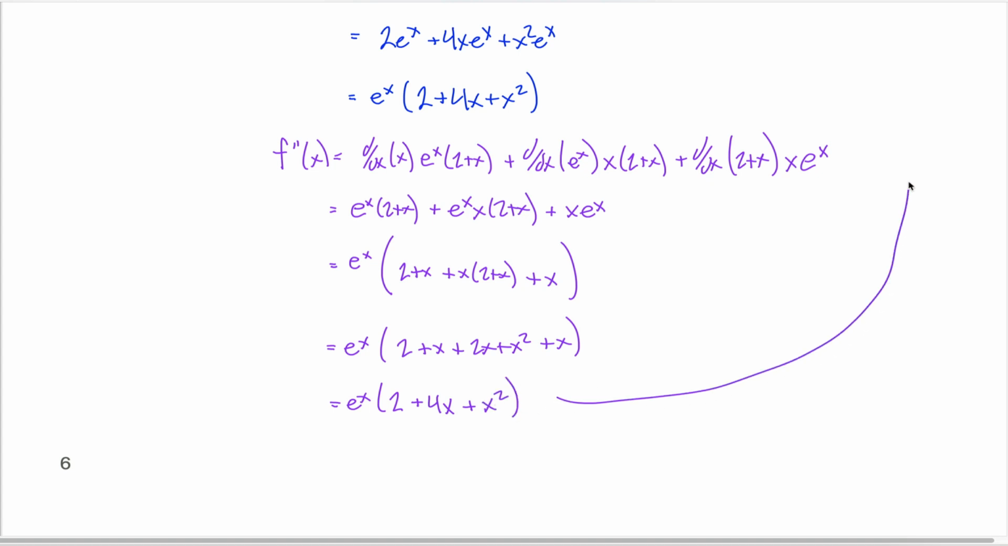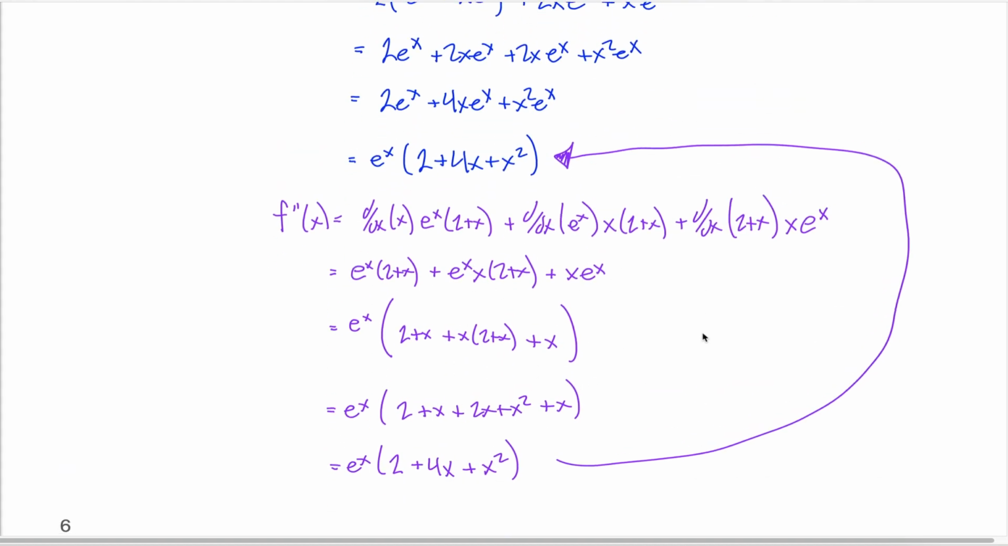What you see is what I end up with on this line is identical to what I had up on this line, arguably a little bit easier if you're comfortable using this super product rule.